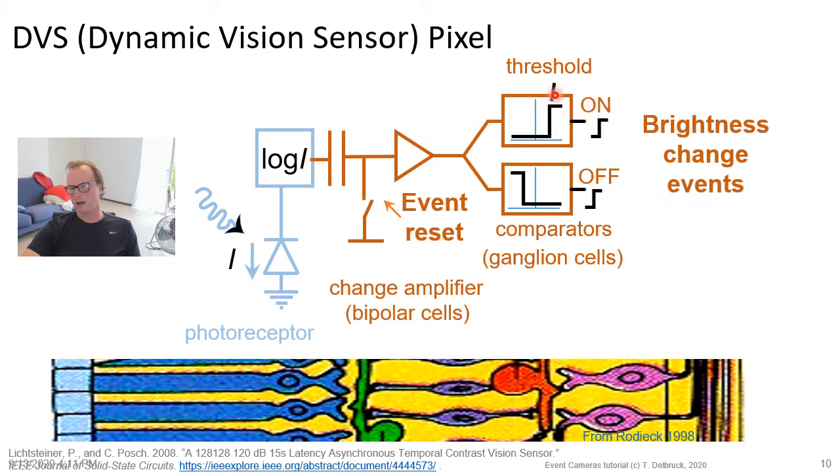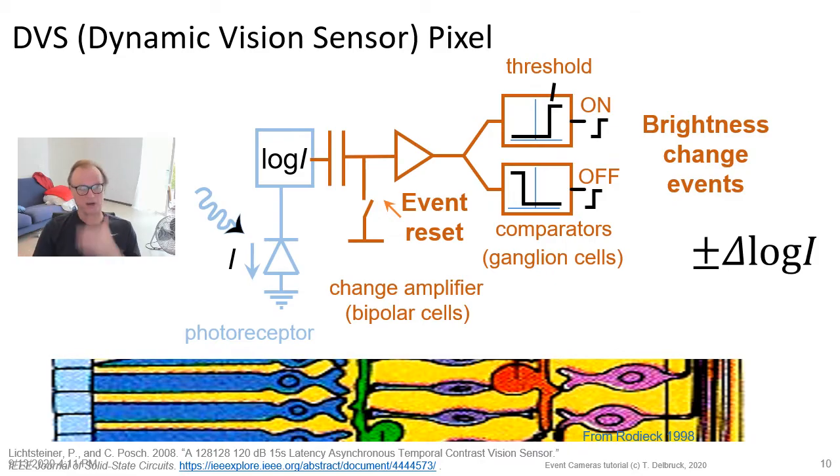And then when the pixel outputs this on or off brightness change event, which represents a plus or minus delta log I, where delta is this threshold of log intensity change, which results in the address of that pixel being sent off along with the sign of the brightness change, then that results in resetting the pixel and memorizing the new log intensity. So that is the basic operation of the pixel.